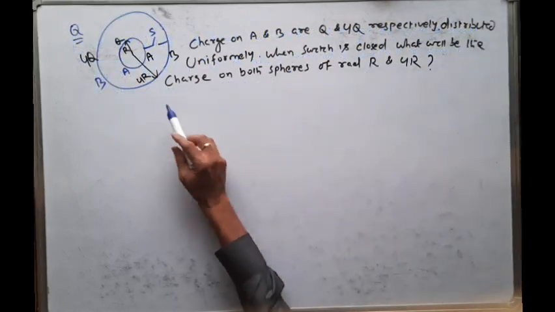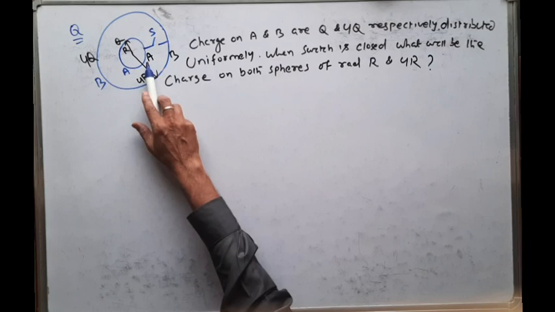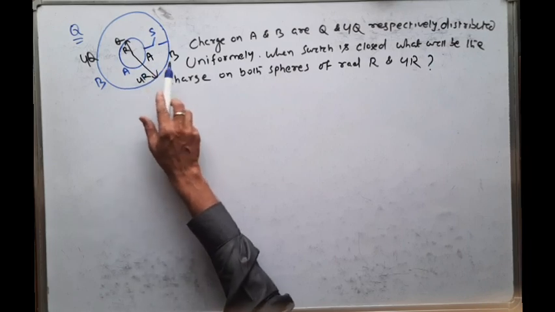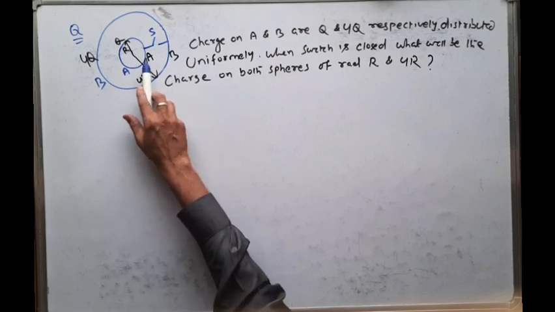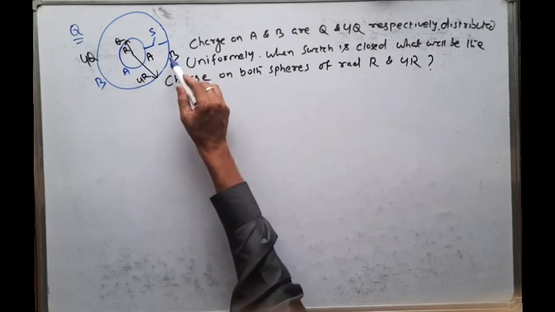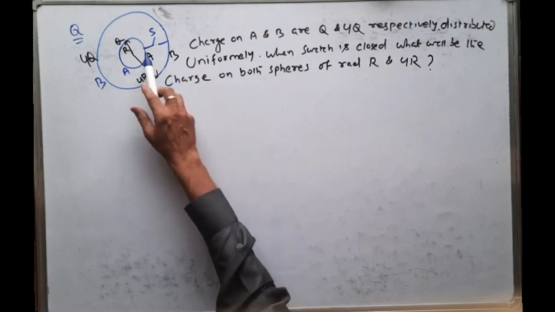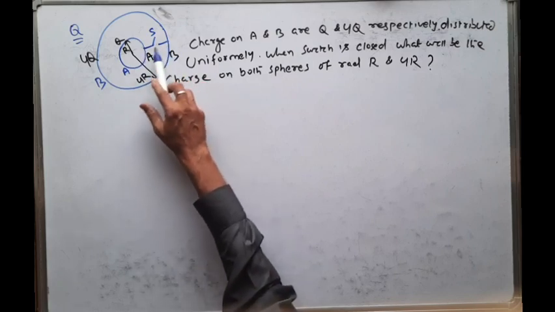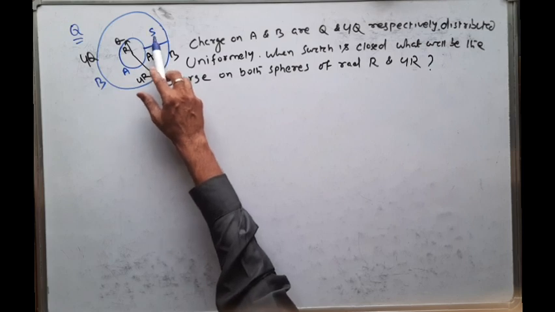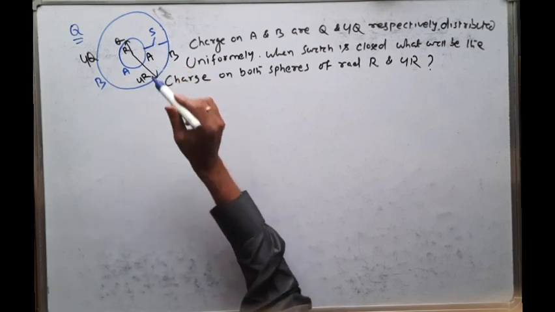So this is a typical problem. You see, there are two spherical shells. Either A is a solid sphere or hollow sphere, no problem, but B must be a hollow sphere. Now A and B are connected by a wire with a switch S. Here the switch is open. Initially the switch is open.